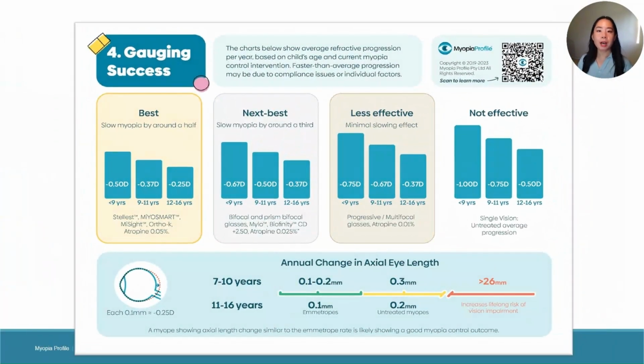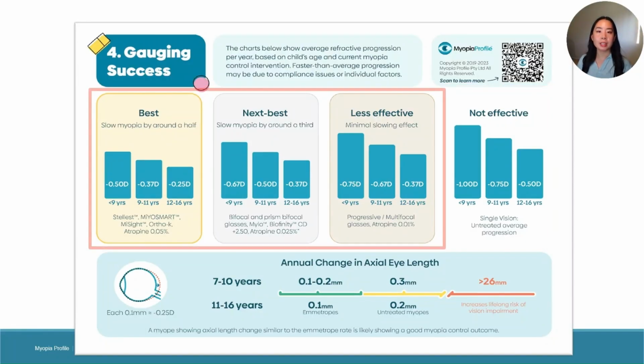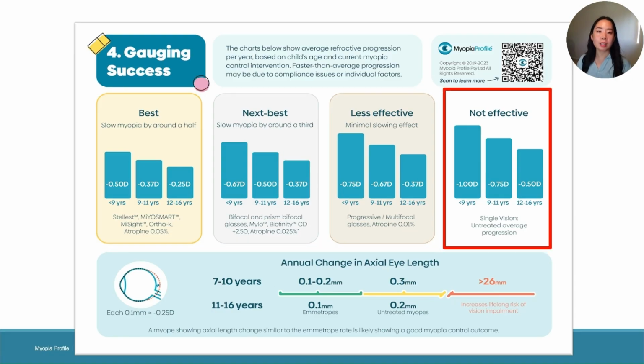So the first part of this infographic shows you how to assess progression based on refraction. This part here is how effective we are expecting their myopia control treatment to be based on the efficacy of the treatment you have given the patient. This not effective panel on the right shows the amount of progression we would expect if they were not given any myopia control treatment at all.